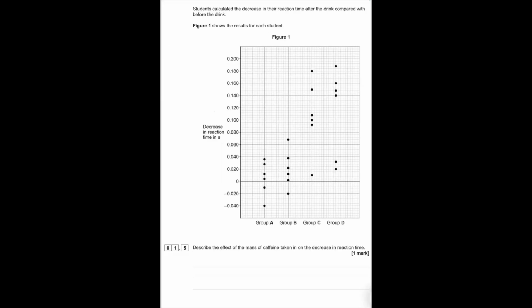Students calculated a decrease in reaction time after the drink compared with before the drink. Figure 1 shows the results for each student, and we've got figure 1 here. So what we can say is Group A to Group D is an increase in caffeine, and the general trend in the results seems to be going up this way. So describe the effect of the mass of caffeine taken on the decrease in reaction time. So as we increase the mass of caffeine, there is an increase in the decrease in reaction time.